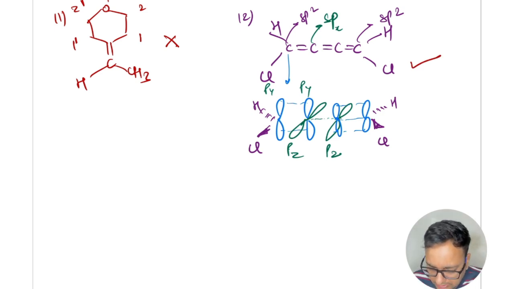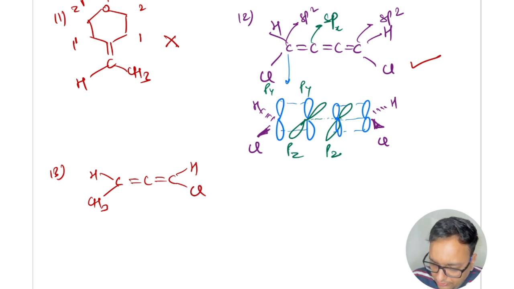Now look, a very good example, number 13. We have CH3 double bond C, double bond C, H and Cl. So look deep into this example.